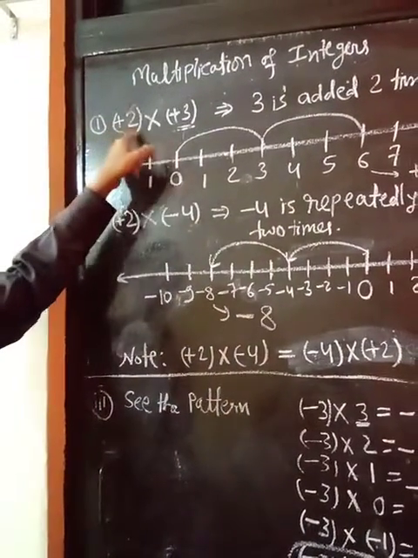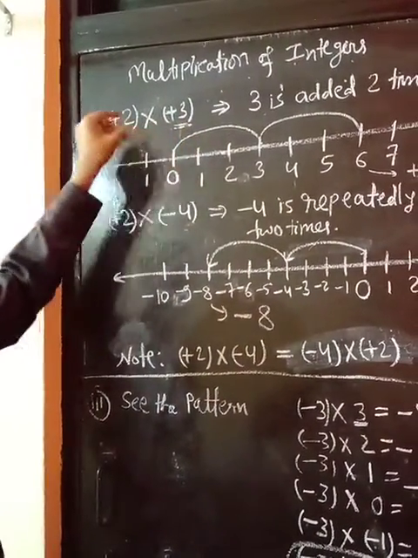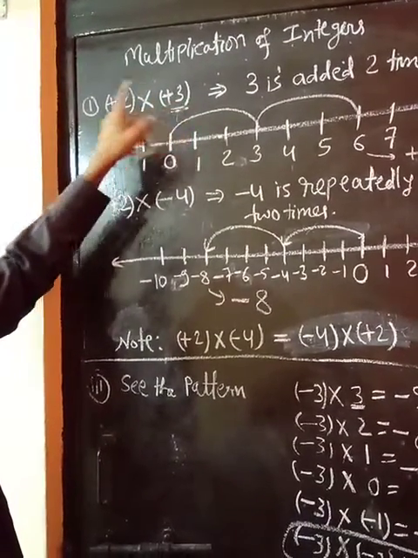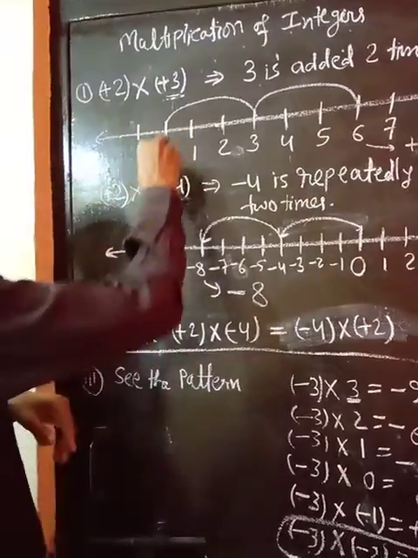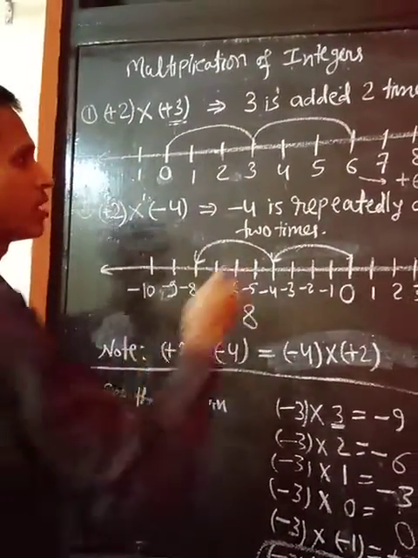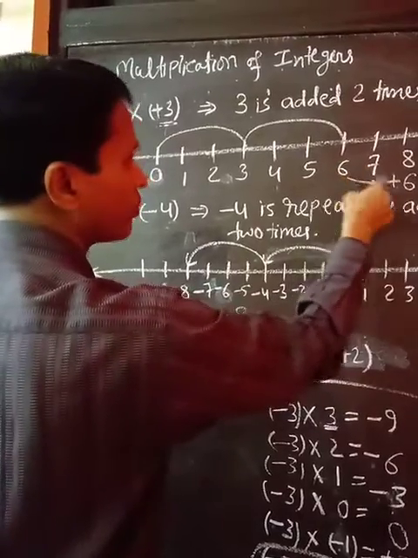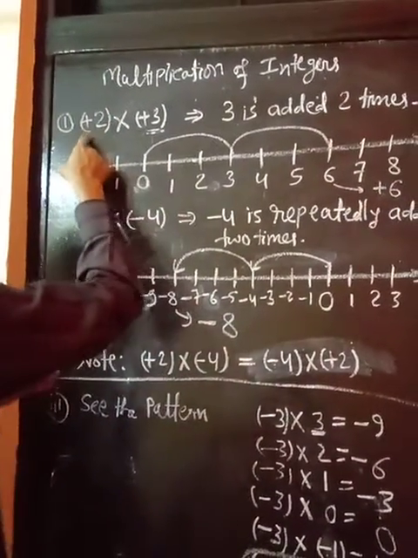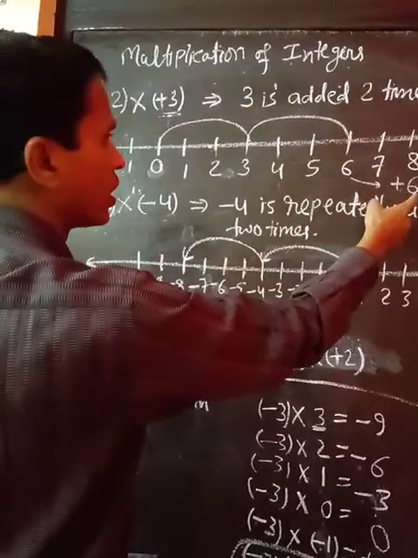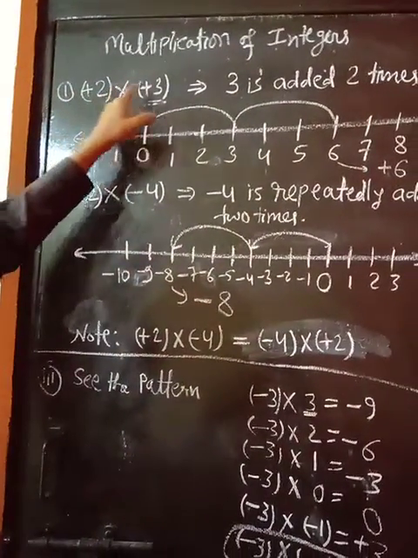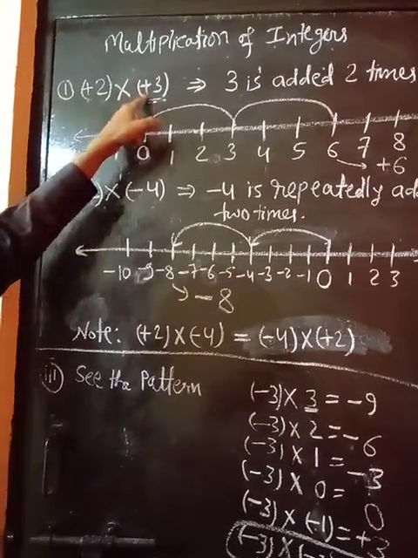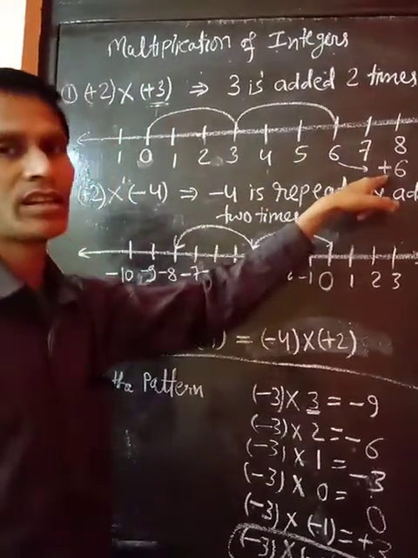So plus 2 multiplied by plus 3 means this 3 is repeated 2 times. Let us repeat this: 1, 2. 2 times this is repeated. So where is our ending point? Plus 6. So plus 2 multiplied by plus 3 means the answer is plus 6. 3 twos are 6, and positive multiplied by positive, we are getting positive.